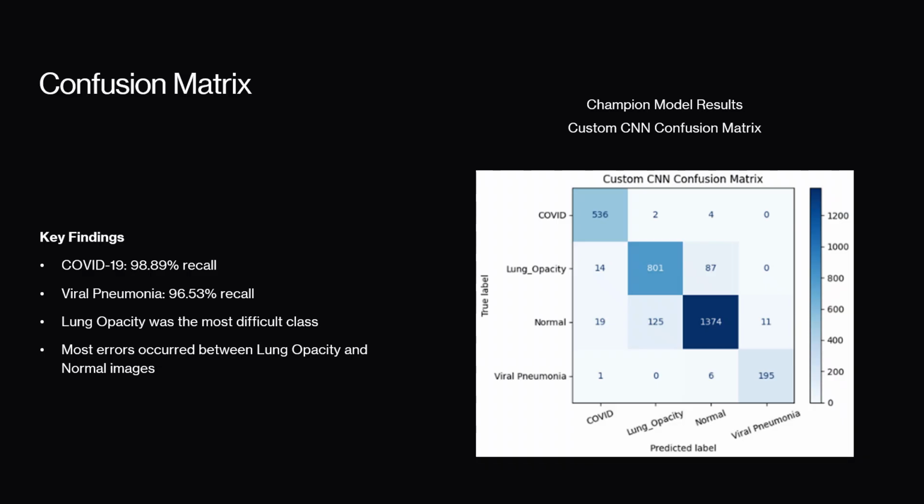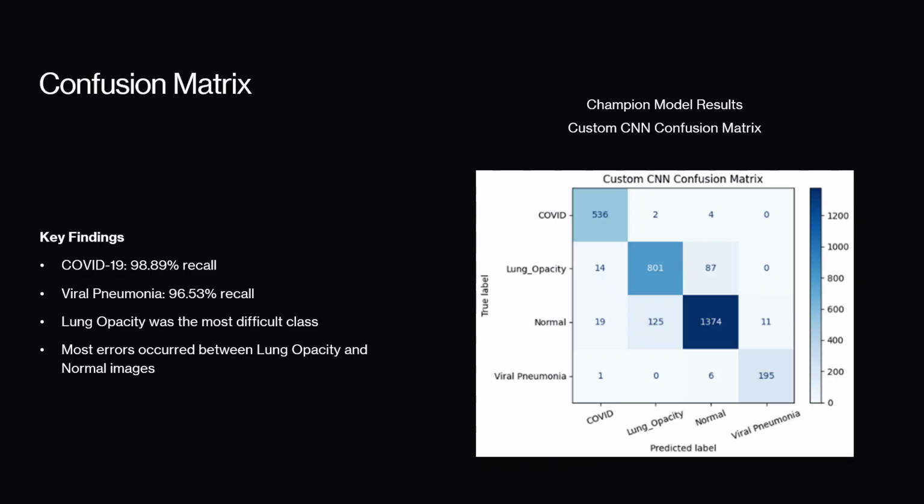This is important because failing to identify an infectious respiratory disease could delay treatment or isolation procedures. Viral pneumonia also demonstrated outstanding performance, with a recall exceeding 96%, despite being the smallest class within the dataset.